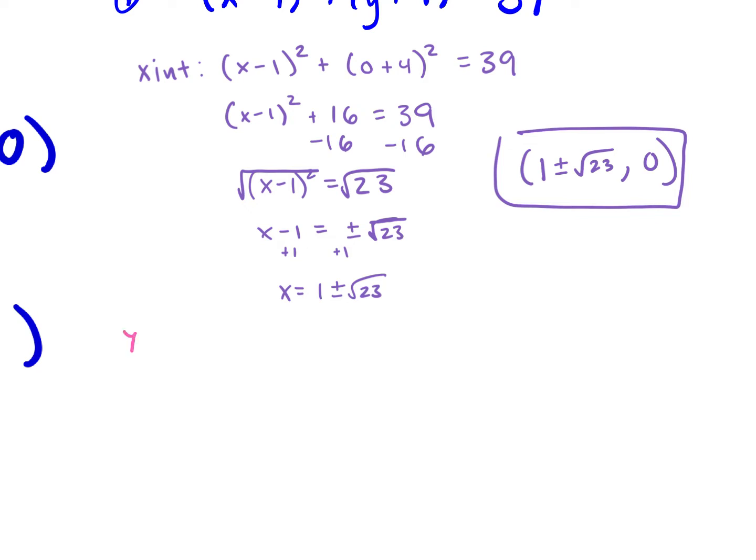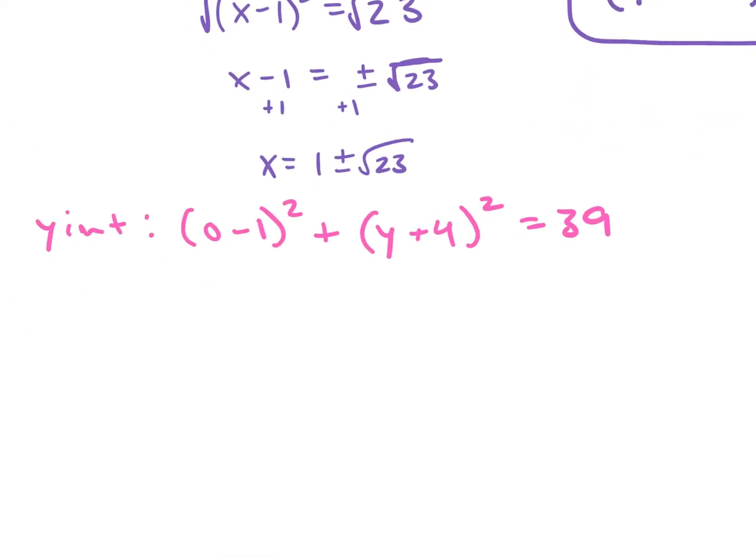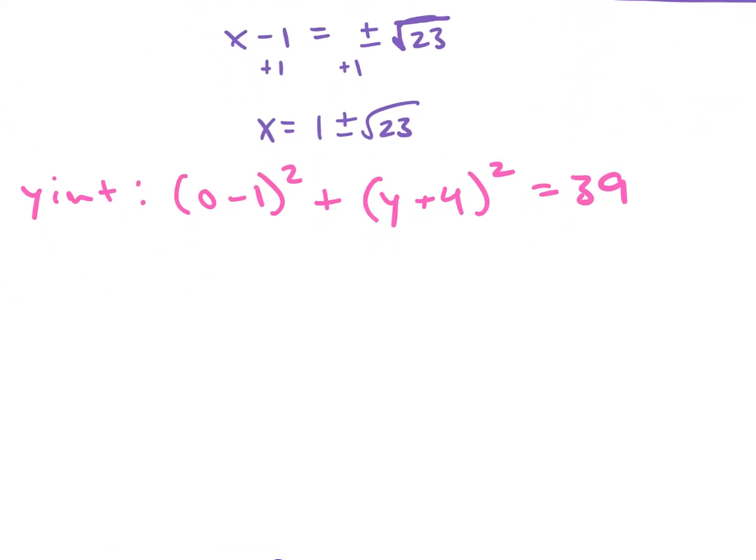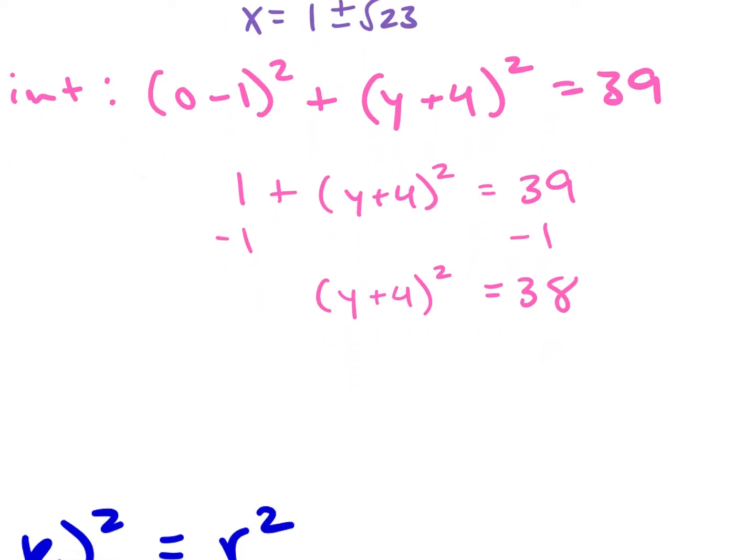So how do I find the y-intercept? Plug in 0 for x. So 0 minus 1 squared plus y plus 4 squared is equal to 39. So negative 1 squared would be 1 plus y plus 4 squared is equal to 39. What should I do next? Subtract the 1. So y plus 4 squared is equal to 38. What's next?